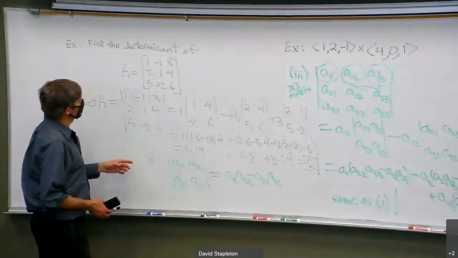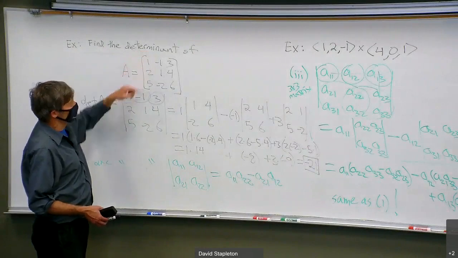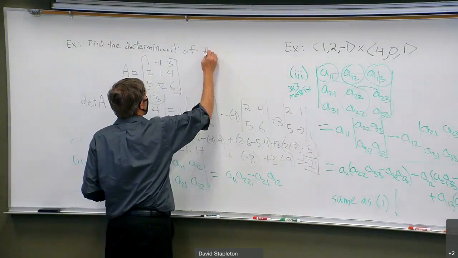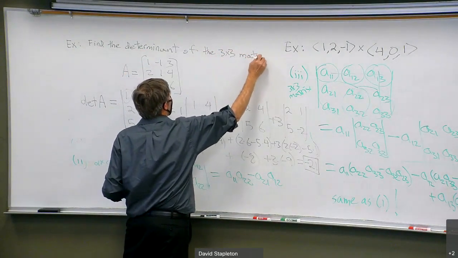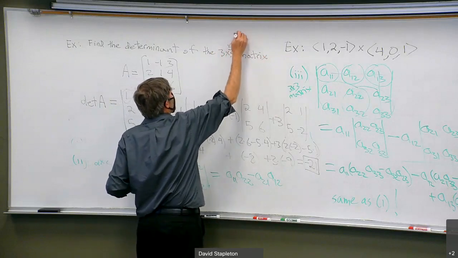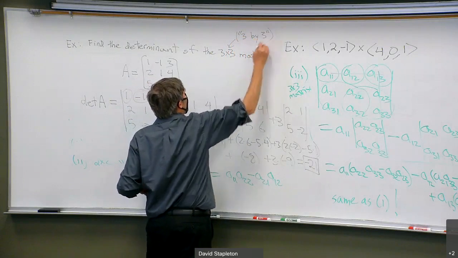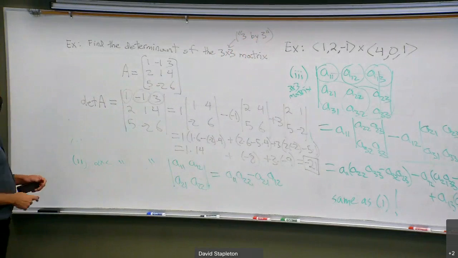You can only take determinants if they have the same number of rows as columns. This is a 3-row, 3-column matrix, so we call it a 3 by 3 matrix, and the determinant of the 3 by 3 matrix works like that. Now you can see how to extend this to higher dimensions too.